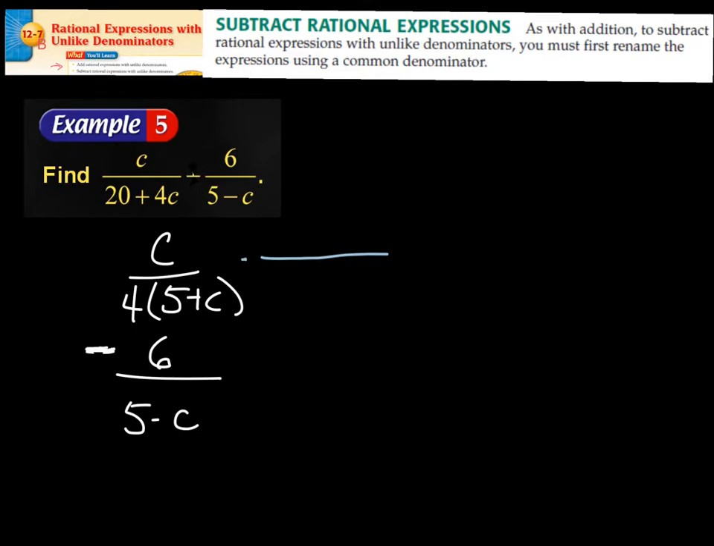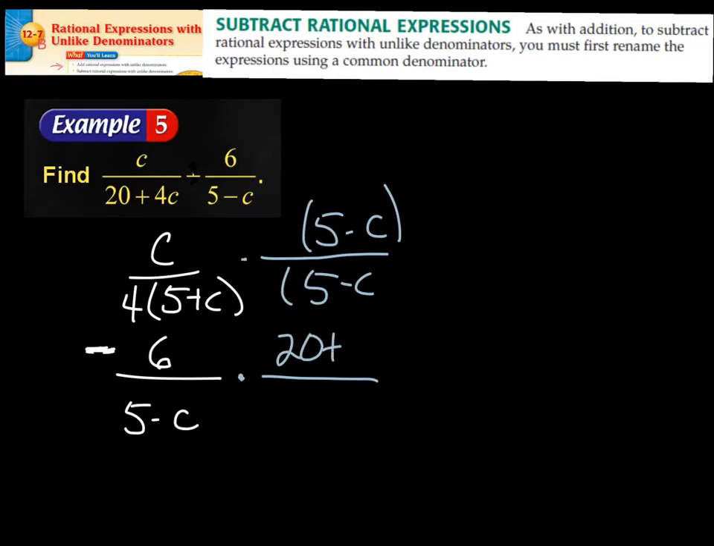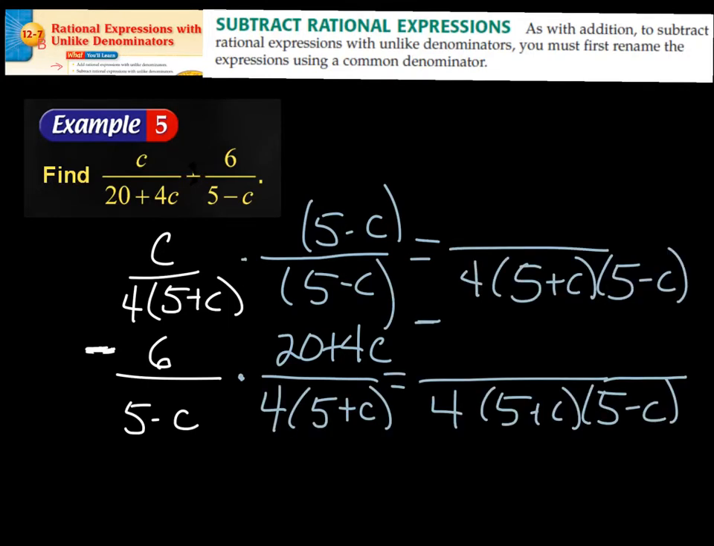Once again, when I wrote it down, I factored, so I can see that for my common denominator, I've got a 4 and a 5 plus c, so I need a 5 minus c here, and the second one needs the whole first denominator. So I'm just going to leave it not factored to make it easier to multiply out, but I may as well leave it in the factored form in the denominator. I just copied down the whole common denominator.